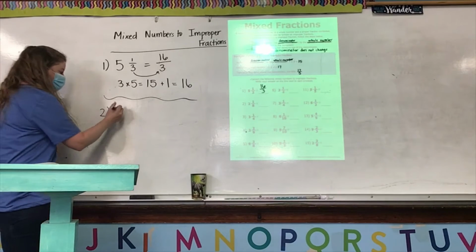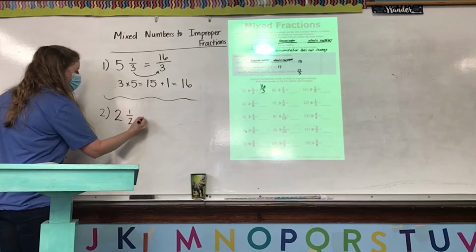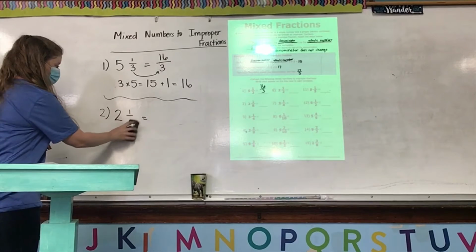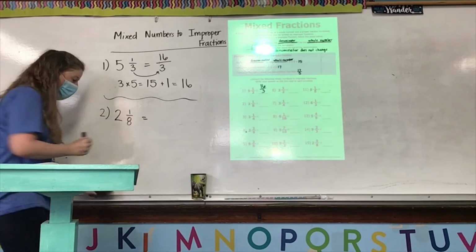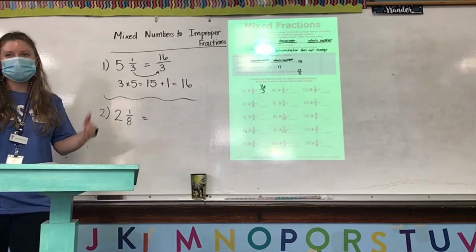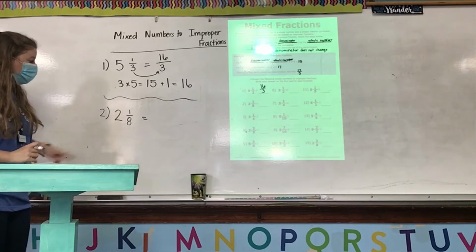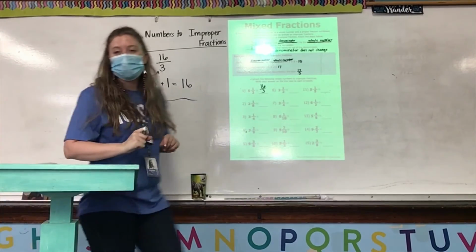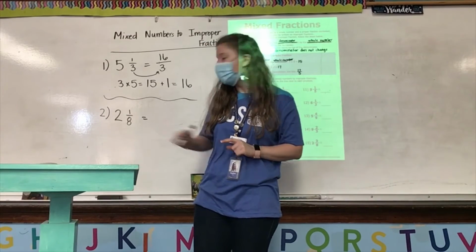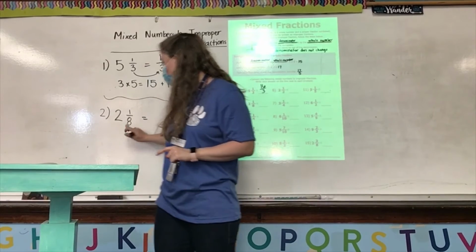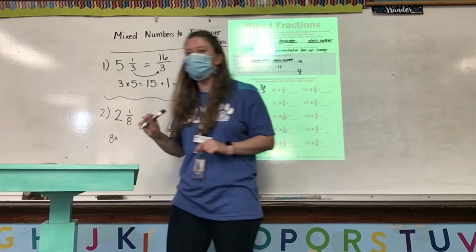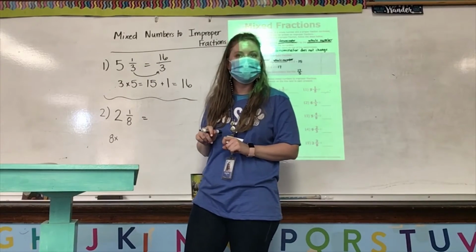Number 2, we have 2 1/2. Oops, sorry. I was looking at number 6. We're doing 2 1/8. Notice how this one goes up and down instead of side to side. I don't like when they do that, but I did not create this. So we're trying to figure out the improper fraction for 2 1/8. Step 1. We start with the denominator, which is what, class? 8. We multiply the whole number, which is what, class? 2.